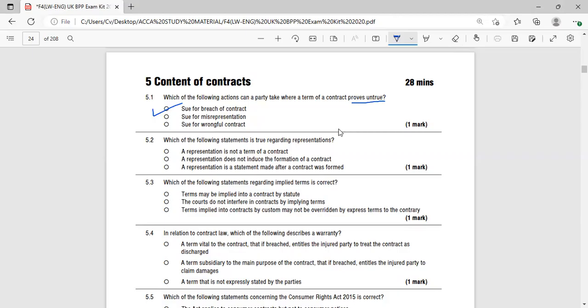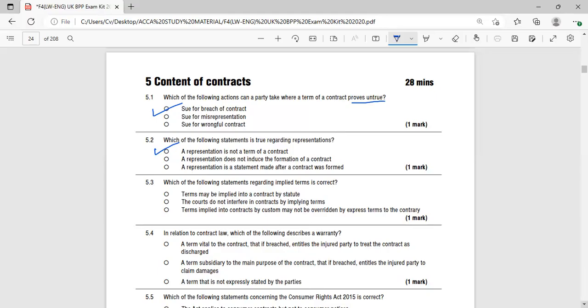Which of the following statements is true regarding representations? A representation is not a term of contract. A representation does not induce the formation of a contract. A representation is a statement made after a contract was formed. In fact, a representation is something said before a contract is formed that induces the formation of the contract but does not become a term of contract. So, a representation is not a term of contract.